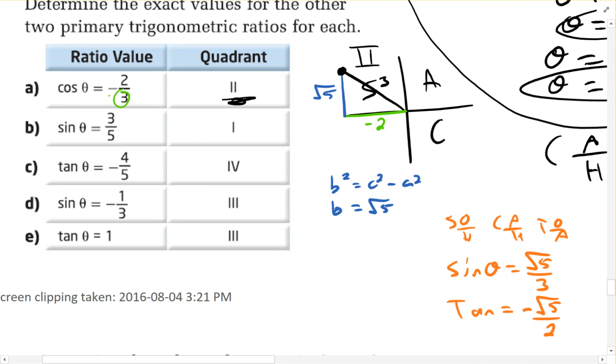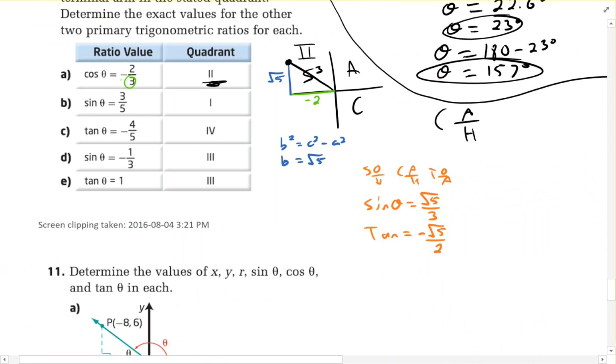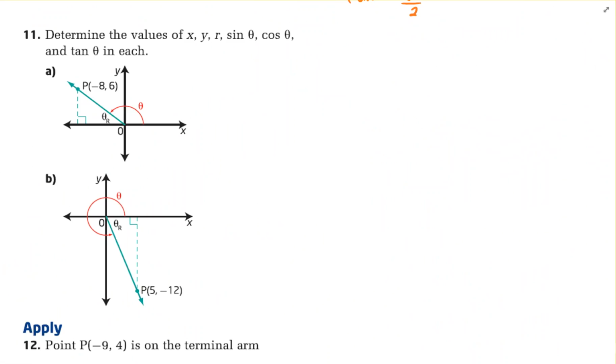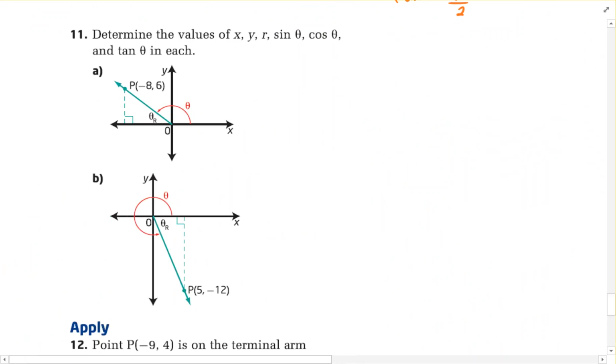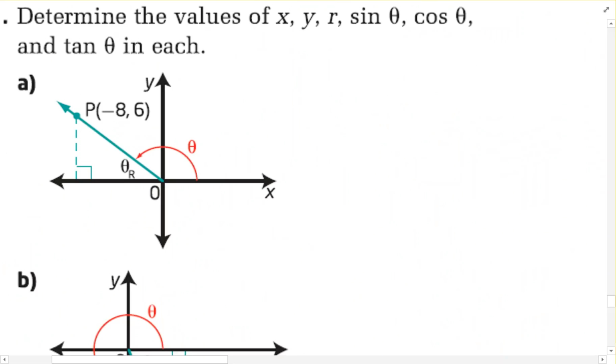So I want you guys to go and look at the other ones. They're all pretty much the same kind of concept, so just get a lot of practice doing those. All right, 11. I'm not going to go too deep into this one because it's a combination of the other questions that we've done, just more practice. Just so you know, x, y is your up and down, and r is your hypotenuse, right? Just so you don't get stuck on that.